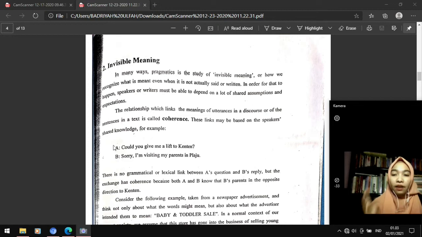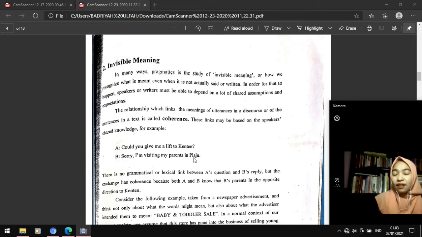So for example, this one. A and B are talking. A: Could you give me a lift to Canton? And then B answers, sorry, I'm visiting my parents in Plaju. Both of these two people, we know, of course they have shared knowledge because both of them are from Palembang. If they are not from Palembang, or even the reader of this sentence is not from Palembang, it will be so confusing. If I give this sentence to my friends who come from Jakarta, they will not understand it. But because you are also from Palembang, and these two people talking here are also from Palembang, it can be understood. Ya kan?